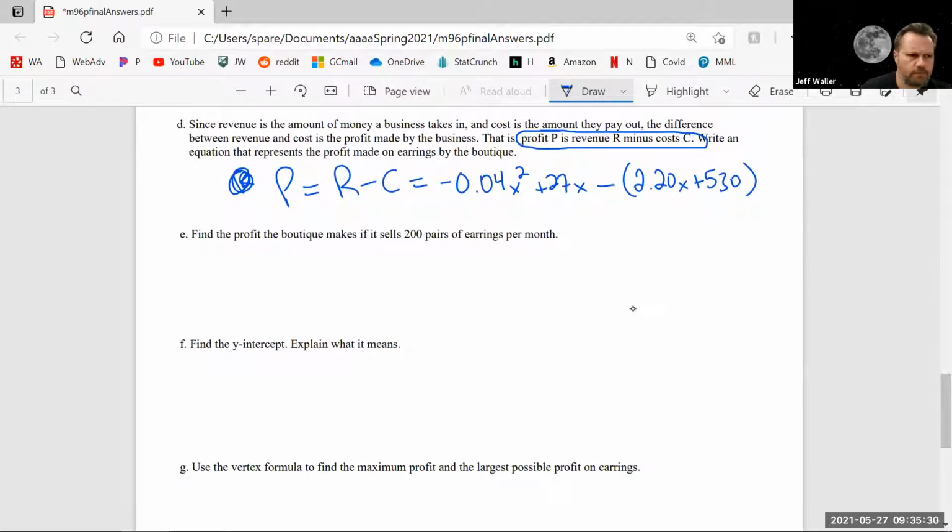Do you guys see this? You got to be careful when you do this. You got to subtract the whole cost. You got to put it in parentheses. We've talked about that before. 530 should not come out positive, right? Because it's part of your cost. 530 should be subtracting from your profit.